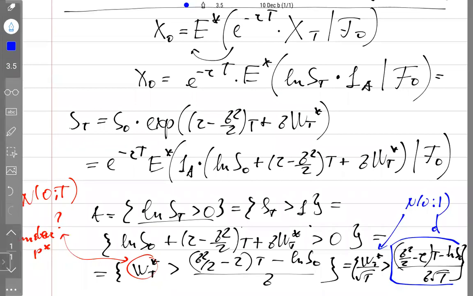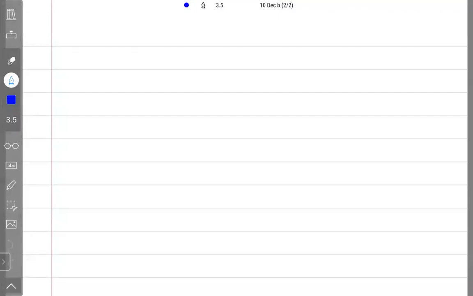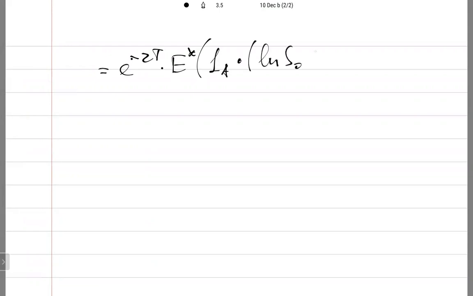Okay, now let's move on. What do we have now? We have something like the expected value: exponent minus RT times the expected value of the indicator that A has happened times (ln S0 plus (r minus sigma squared over 2)T plus sigma WT star), given F0.